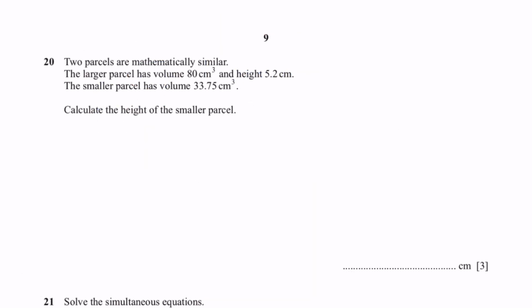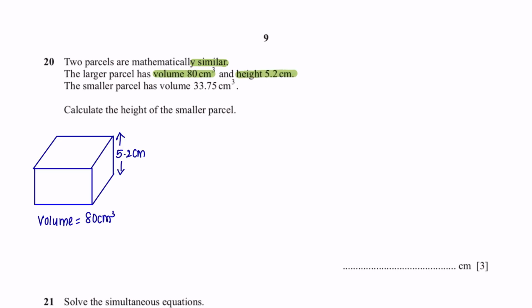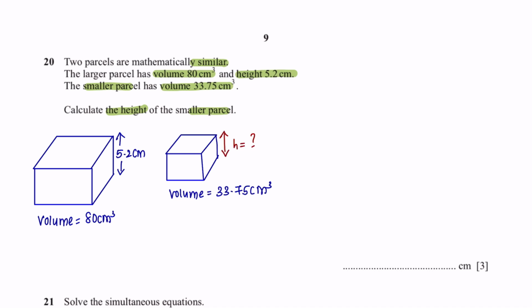Next, question 20. Two parcels are mathematically similar. The larger parcel has a volume of 80 centimeter cube and a height of 5.2 centimeters. And then the smaller parcel has a volume of 33.75 centimeter cube. And we are asked to calculate the height of the smaller parcel. This is from the subtopic of congruence and similarity.